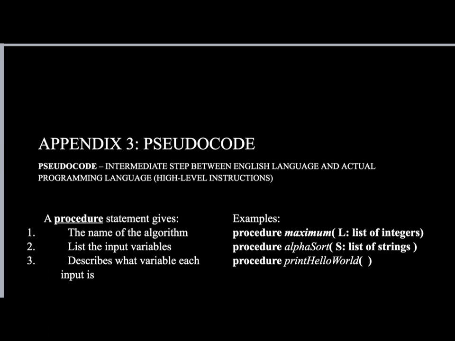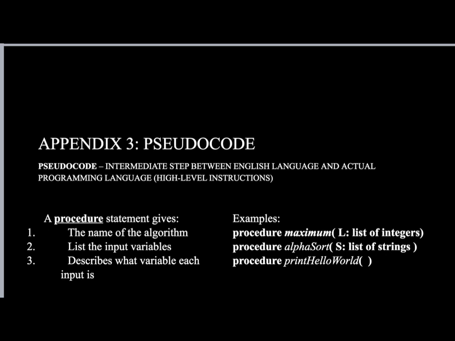Okay, Appendix 3, pseudocode. Pseudocode is an intermediate step between English language and actual programming language, which are high-level instructions. Suppose I tell you that I want you to write a program that will take as input a list of integers and will output the maximum integer in that list. You could explain to me the way that you want to do that. You might say, oh, well, I'll compare the first integer in the list with the second one, keep the biggest one, compare the biggest one of those with the third one, keep the biggest one, and so on and so forth. That's explaining something in English language.